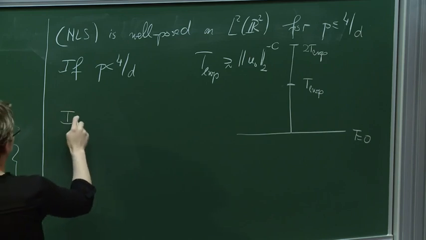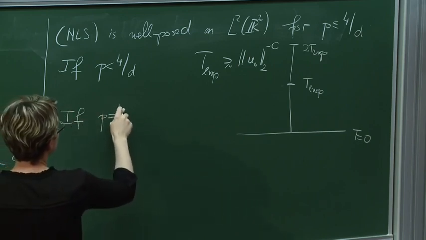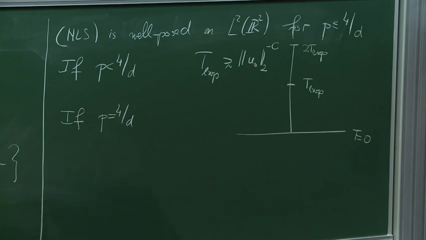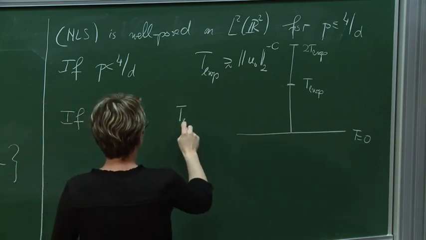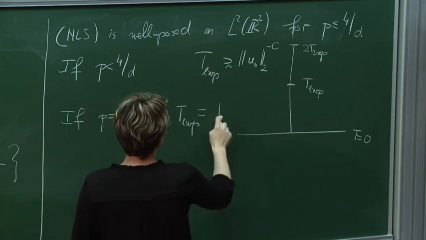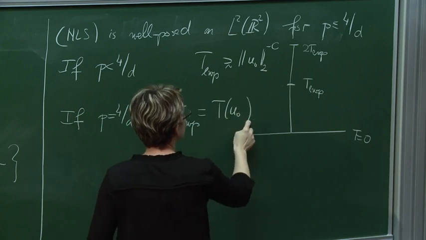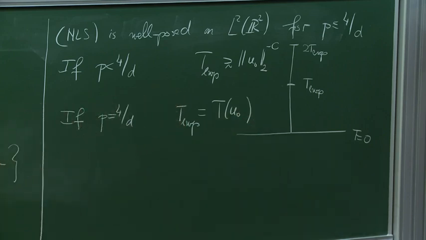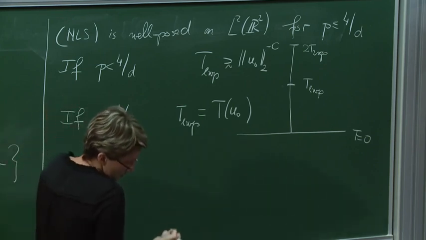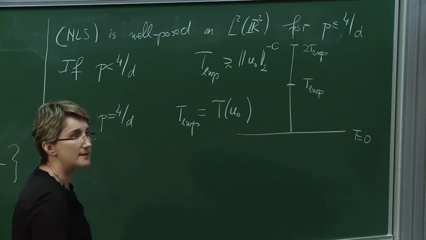Now, if, however, the power P is 4 over D, then the problem becomes critical, right? And in this case, the time of local well-posedness for which you can solve the equation is a function of the initial data itself. Okay? The scaling symmetry tells you that this time cannot depend on the L2 norm of the initial data. In fact, it depends on how concentrated the initial data is, with the intuition that the more concentrated the initial data, the shorter the time of existence.